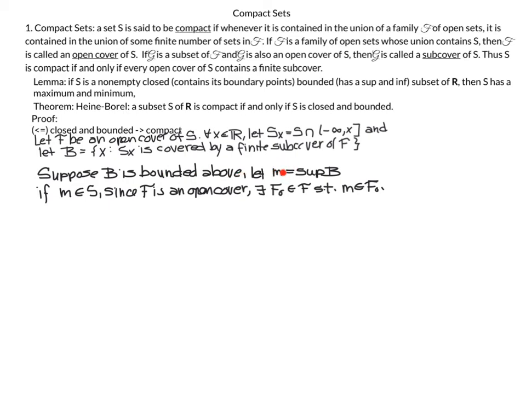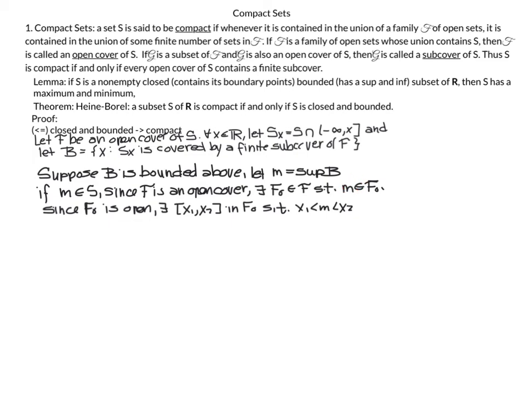Here we are with B bounded, and then because it's bounded, it has an upper bound, and we're going to let M equal the least upper bound. In other words, M is going to be the sup of B. And we're working on the case M is in S, and next we'll do the case M is not in S, but for now we're looking at M is in S. Well, since F is an open cover of S here, there exists some, and we're just going to call it F_sigma, such that M is in the set F_sigma.